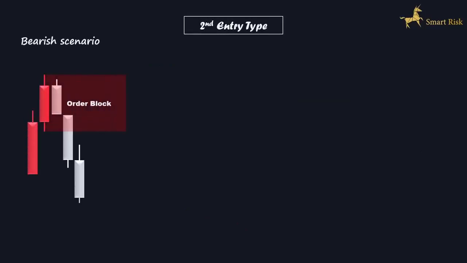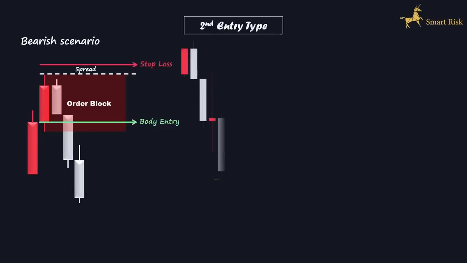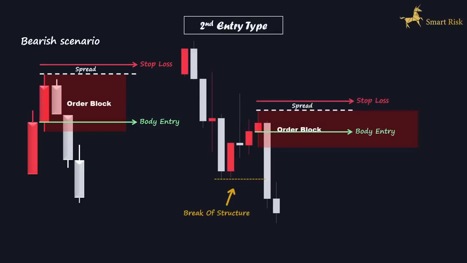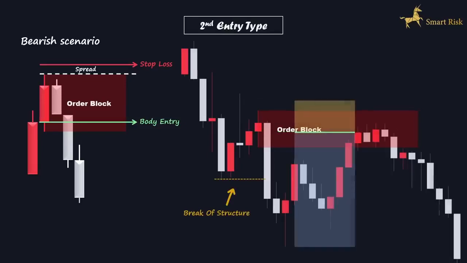The second entry type is referred to as the body entry. In this approach, once a valid order block is identified, the entry is placed based on the body of the candle. For sell positions, the stop loss is set a spread size above the higher wick of the order block. This entry method typically offers a higher reward-to-risk ratio compared to the previous entry type, because the stop loss is tighter. This approach carries a slightly higher level of risk.